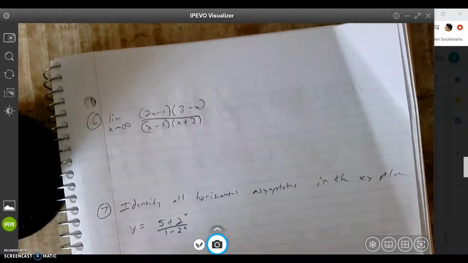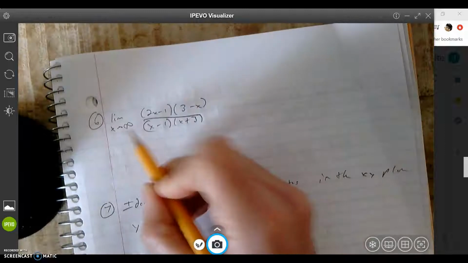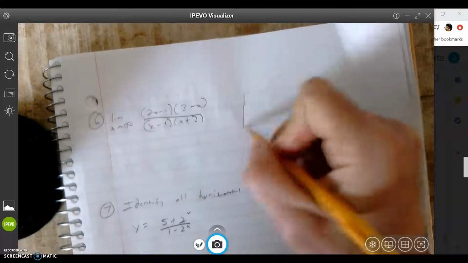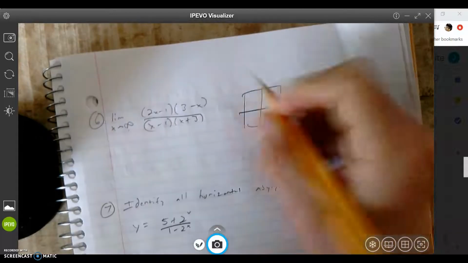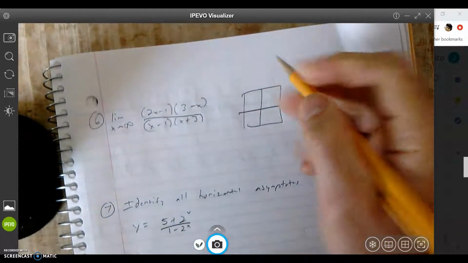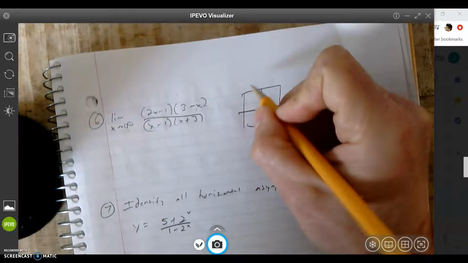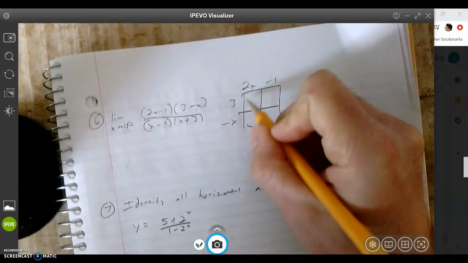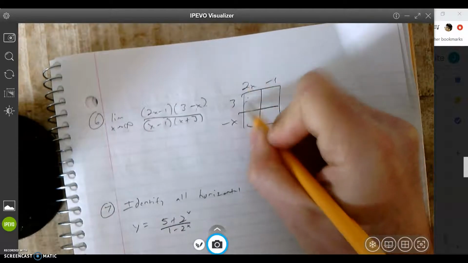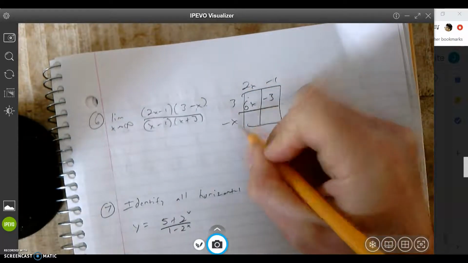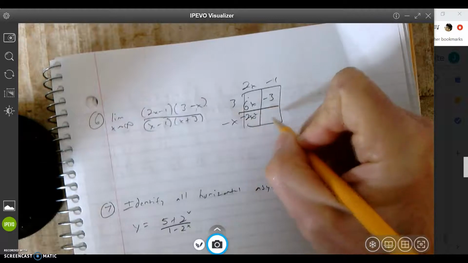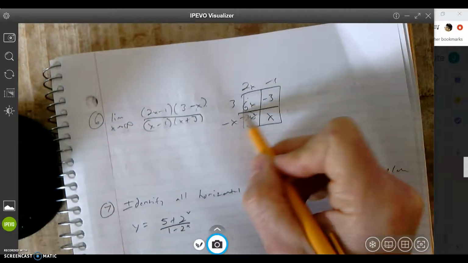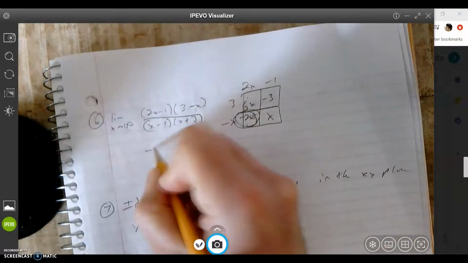Okay, here we go. Here's 6. In order to find the limit as x approaches infinity, you can't know what's going on yet because you don't know what the greatest power is, since this isn't fully multiplied out. You have 2x minus 1 and 3 minus x, so this is going to be 6x, negative 3, negative 2x squared, and then x.